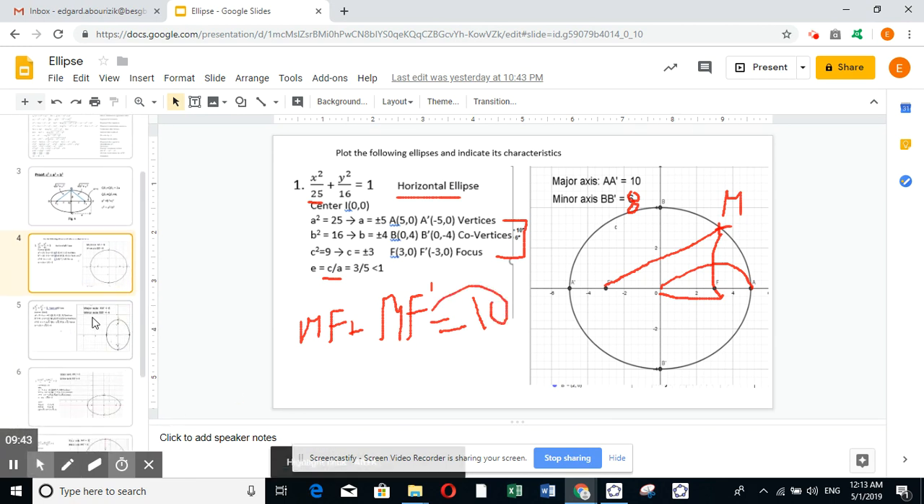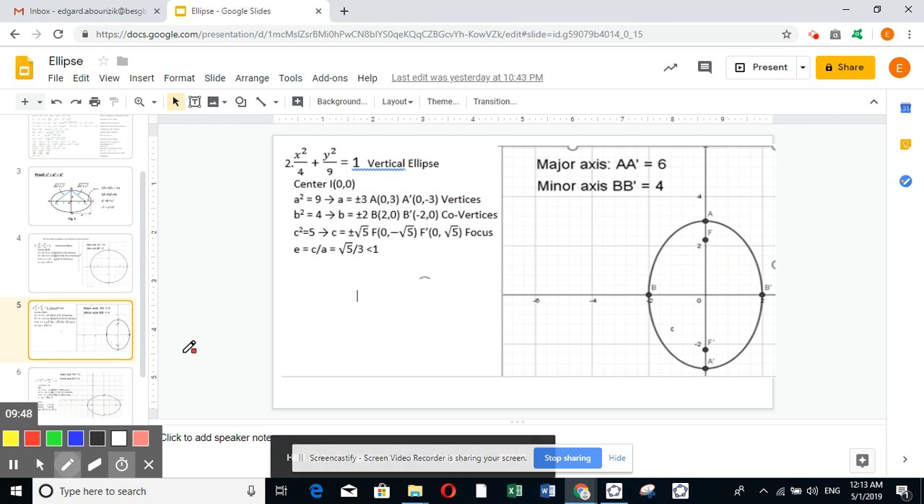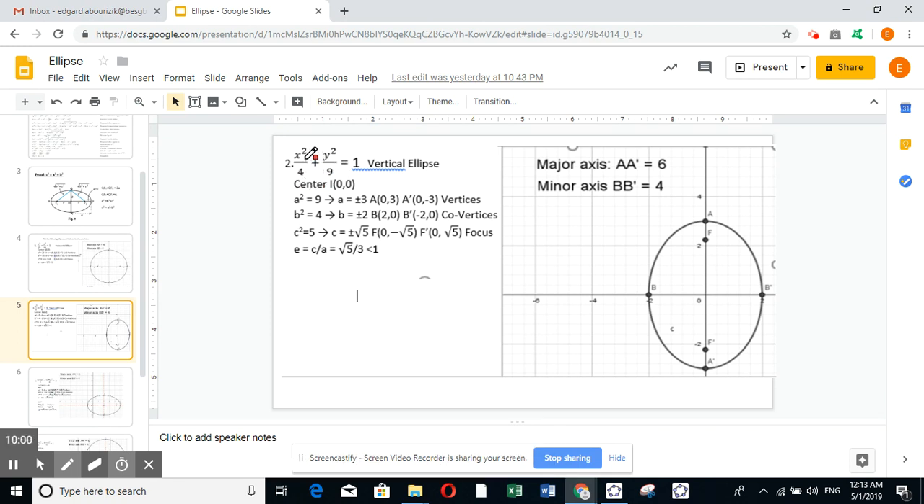Now let us take an example of a vertical one. First of all, this is an ellipse because under y square is bigger than under x square, and you have a plus. So not equal, so ellipse. Vertical because under y square is bigger than under x square. Center 0, 0. Because it's vertical, the vertex will be on the y-axis. So here we start by 0. Always when vertical, we start by 0, plus or minus 3. Co-vertices will be on the x-axis, so 2, 0, opposite to the one we did up, and minus 2, 0.